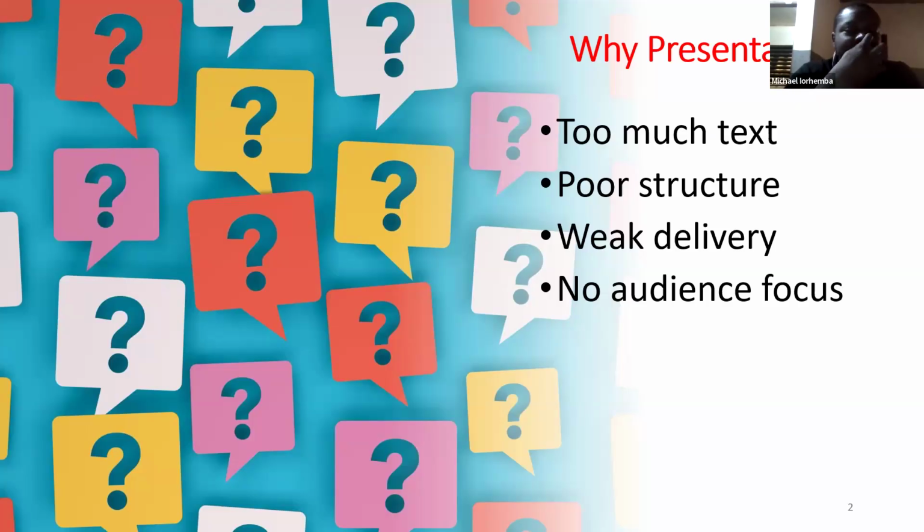Sometimes people are scared that they may forget things, so they just pack all kinds of things there and begin to look at them and read aloud to the audience. This will make your presentation fail. Secondly, poor structure. Once you have a presentation to make, you have to look at the structure. How am I going to arrange my presentation? How do I need to get to the audience? And so the structure is very, very important. If you have a poor structure, you are likely going to fail in your presentation.